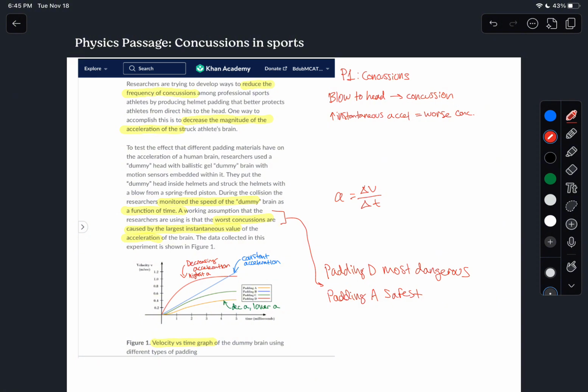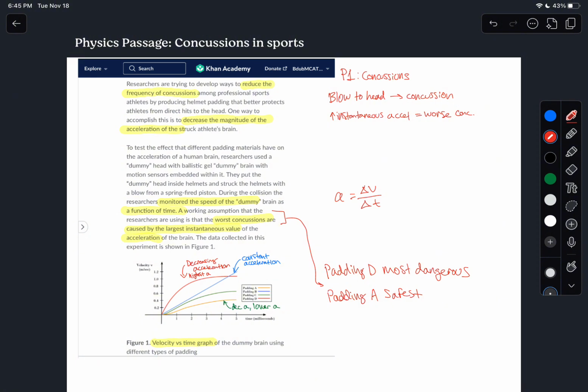In this case, it tells us the mechanism at which they rate the severity of the concussion, which is based on the largest instantaneous acceleration. Then if you look at the graph, you can see the x-axis is a function of time and the y-axis of velocity. So you know the acceleration is the rate at which the velocity changes, which makes it easy to visualize the acceleration here, which is the slope of each line.